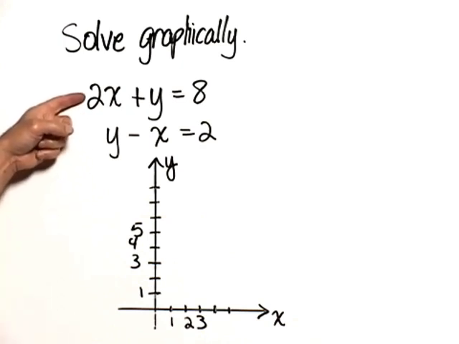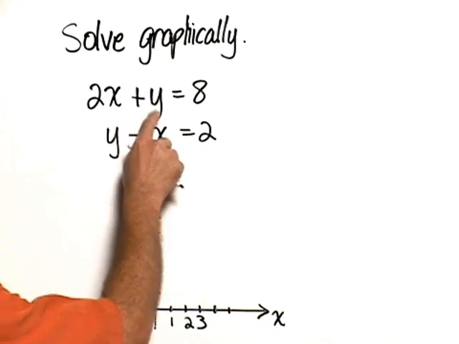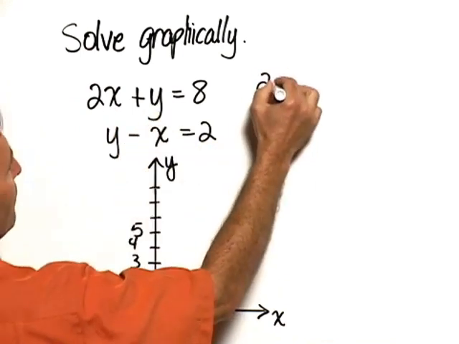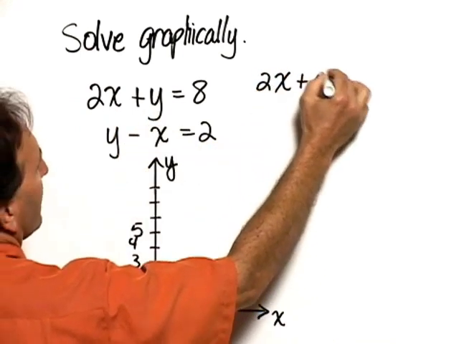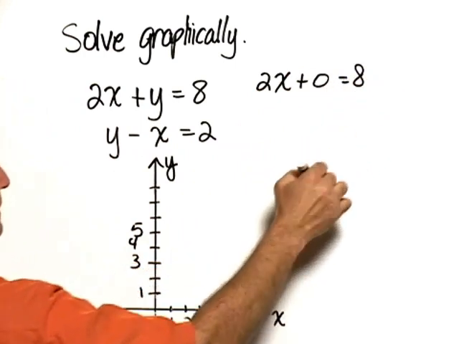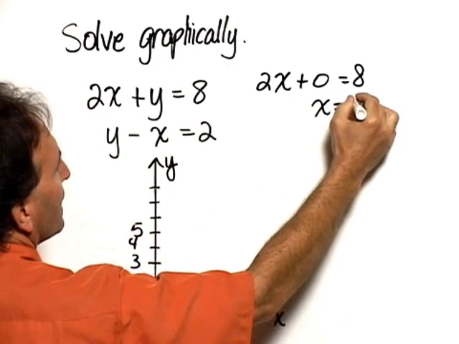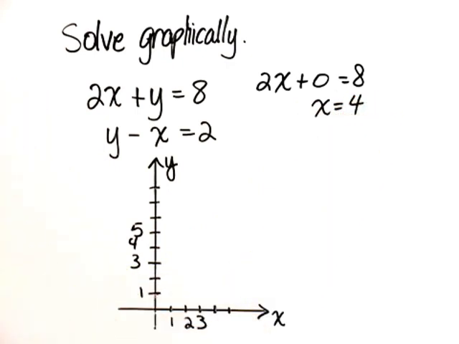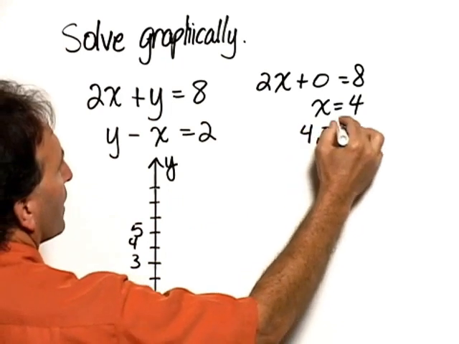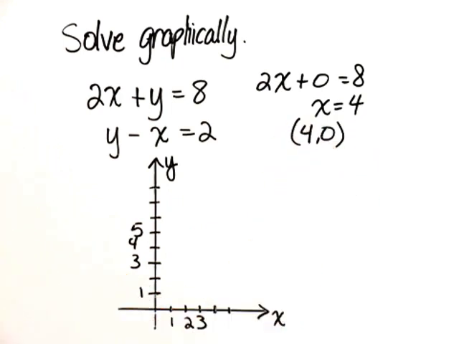For the first equation, 2x plus y equals 8, let's do that by finding the x and y intercepts. Remember, to find the x-intercept, we set y equal to 0. That would be 2x plus 0 equals 8. So it's 2x equals 8. Divide both sides by 2. 8 divided by 2 is 4. And so that intercept would be (4, 0).